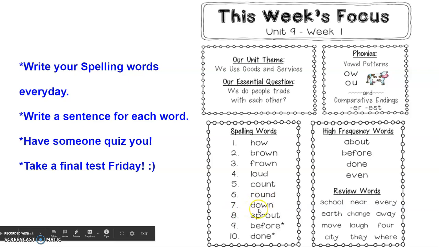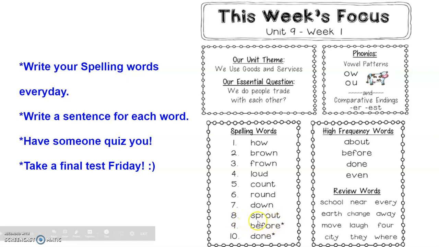We spell it D-O-W-N. Our sounds are d, ow, down. Number 8, the word is sprout.